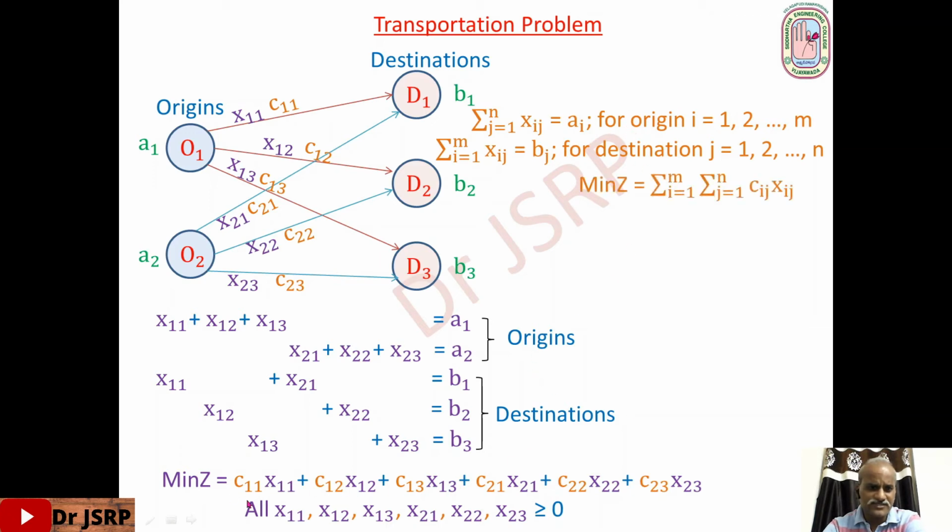And what about the objective function? So here first suffix fixed 1, 1, 1. Second suffix varies from 1 to 3. Here in this part, first suffix fixed 2, 2, 2. Second suffix varies from 1 to 3. So by combining, this is the sum of products, so we have to use two sigma notations. First suffix from i equal to 1 to m, second suffix from j equal to 1 to n, Cij into Xij. So this is the objective function in general case. So this is what is the transportation problem and mathematical formulation of the transportation problem.